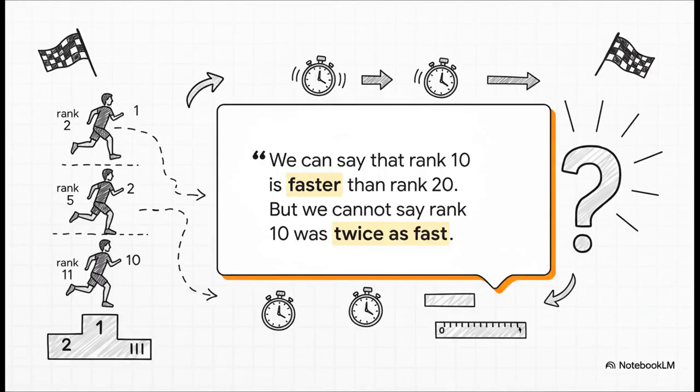But, and this is so important for ordinal data, while we know the order, we have no idea what the difference is between those ranks. This quote nails it. The time gap between first and second place might be a tiny fraction of a second, but the gap between 10th and 11th place could be several whole seconds. The spaces between the ranks aren't equal.